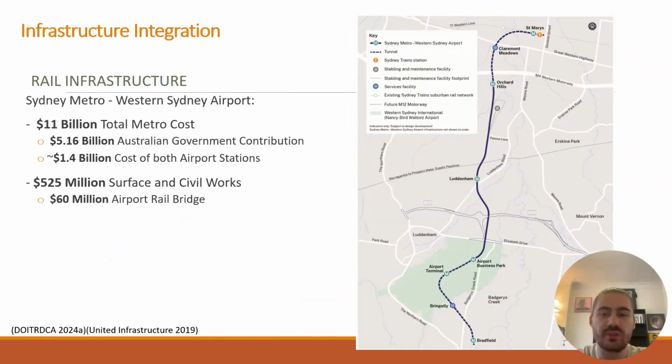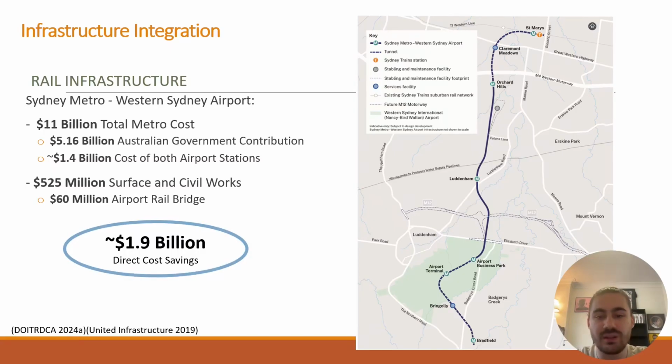The rail infrastructure improvements, however, are much more direct. With additional stations being placed on the way to the airport, the main purpose of the project is still to connect the airport with the rest of Sydney's rail network. That being said, the direct cost of 2 stations and an airport rail bridge that are being built on the airport's footprint are taken on by the Metro project instead, incurring a direct savings of up to $1.9 billion.